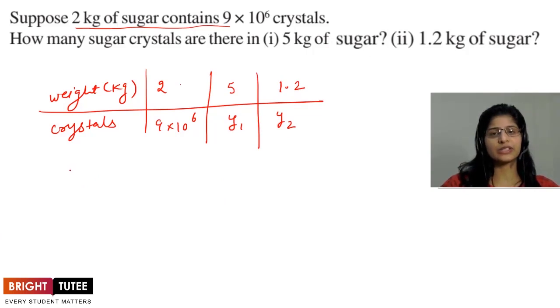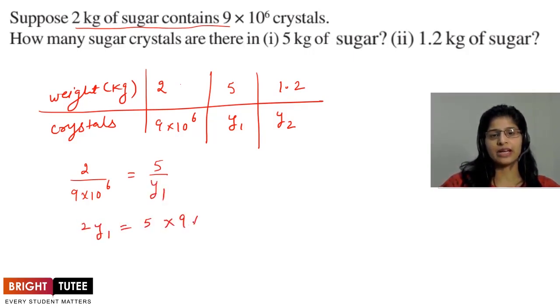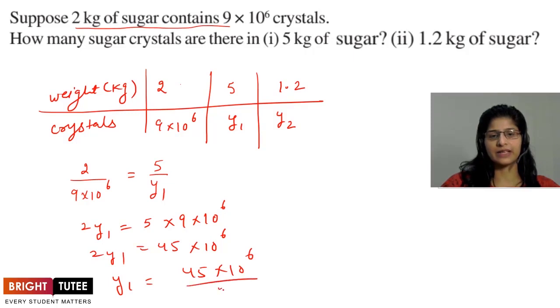Let us consider these as y1 and y2. Solving it, just see, because it is direct variation, direct proportion. The reason is when we increase the weight of sugar, definitely the number of crystals would be more. So 2 upon 9 into 10 to the power 6 is equal to 5 upon y1. So 2y1 is equal to 5 into 9 into 10 to the power 6. So 9 into 5 is 45 into 10 to the power 6. So y1 would be equal to 45 into 10 to the power 6 divided by 2.